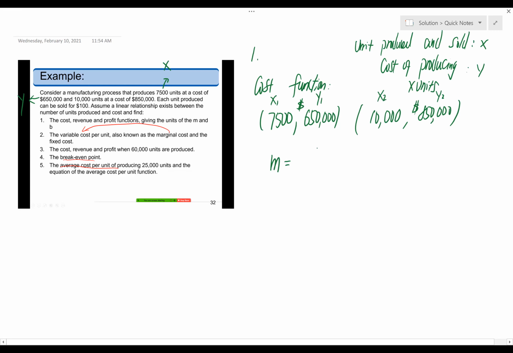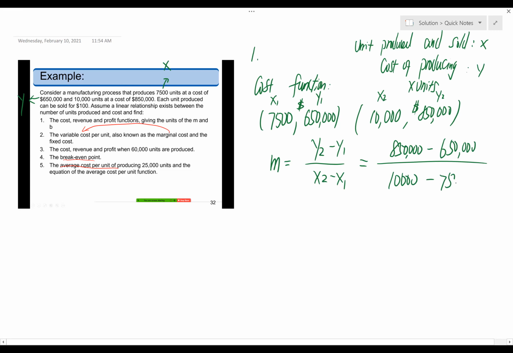Now, the first thing we can do is find the slope, using the slope formula, Y2 minus Y1 over X2 minus X1. And then again, we plug the numbers into the formula. So it's 850,000 minus 650,000 divided by 10,000 minus 7,500. Okay, so simplify a little bit, we get 200,000 on top over 10,000 minus 7,500, which is 2,500. Okay, now you divide that, get $80. Okay, $80 per unit, right? So if you want to look at this, this is per unit.